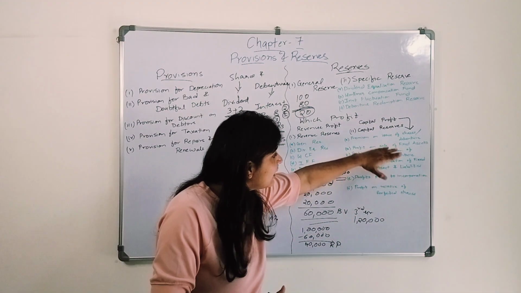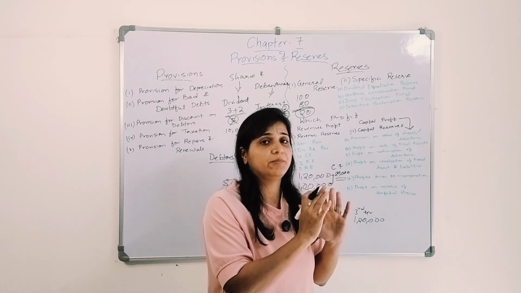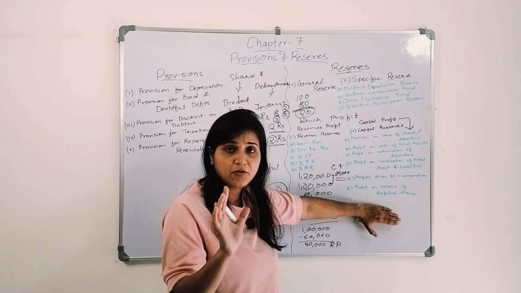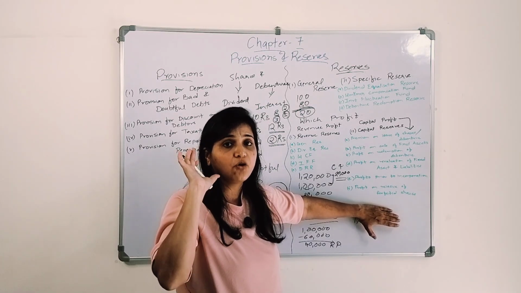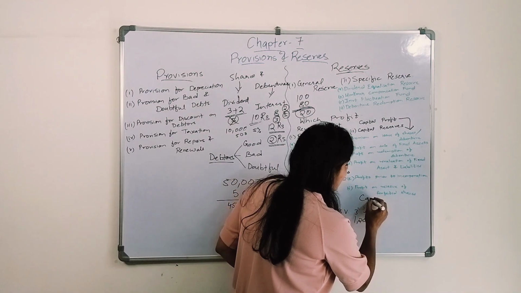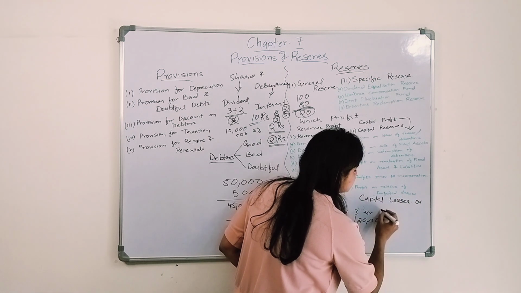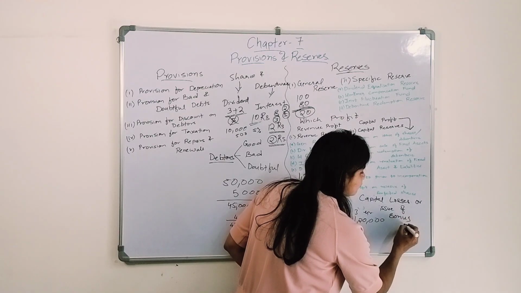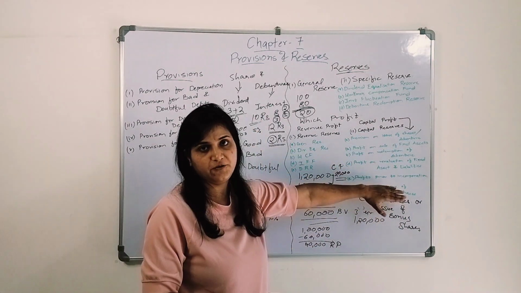So these are the examples of capital profit, which does not relate to the operational activities of the business. This capital profit can be used for certain purposes only. What are those purposes? To write off capital losses or for issue of bonus shares. For this purpose only this profit will be utilized.